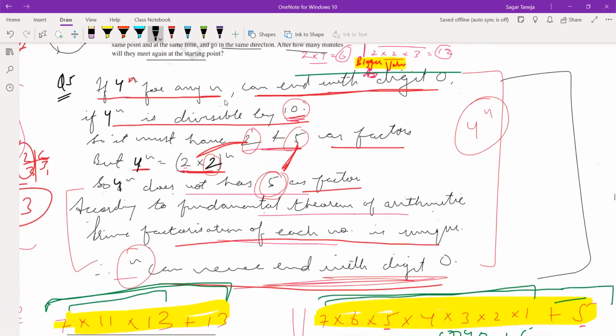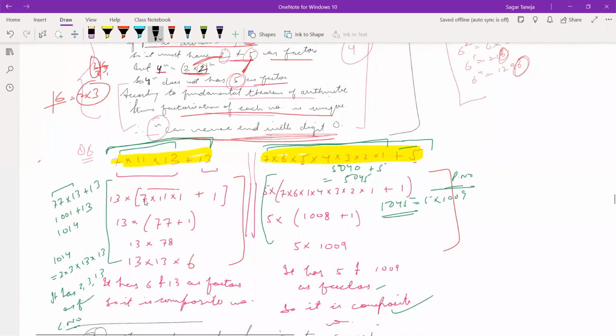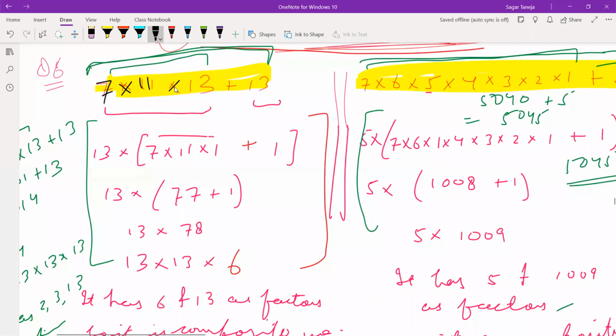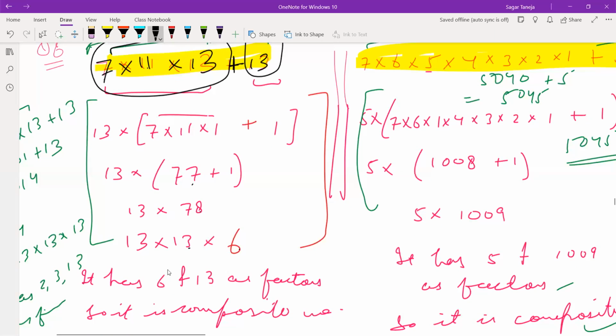This composite number question is very easy. Question number 6. For example, see this. In this question, 7 into 11 into 13 plus 13. Is it composite? So I am taking 13 common. If I take 13 common, this is one part and this is the other part. Out of this part and this part, we can take 13 common. So what will be left here? 7, 11, out of 13 only 1, and here also 1. So multiply them, 77 plus 1, 78. And the factors of 78 we can write as 13 into 6. So it has 6 and 13 as factors. So it is a composite number.